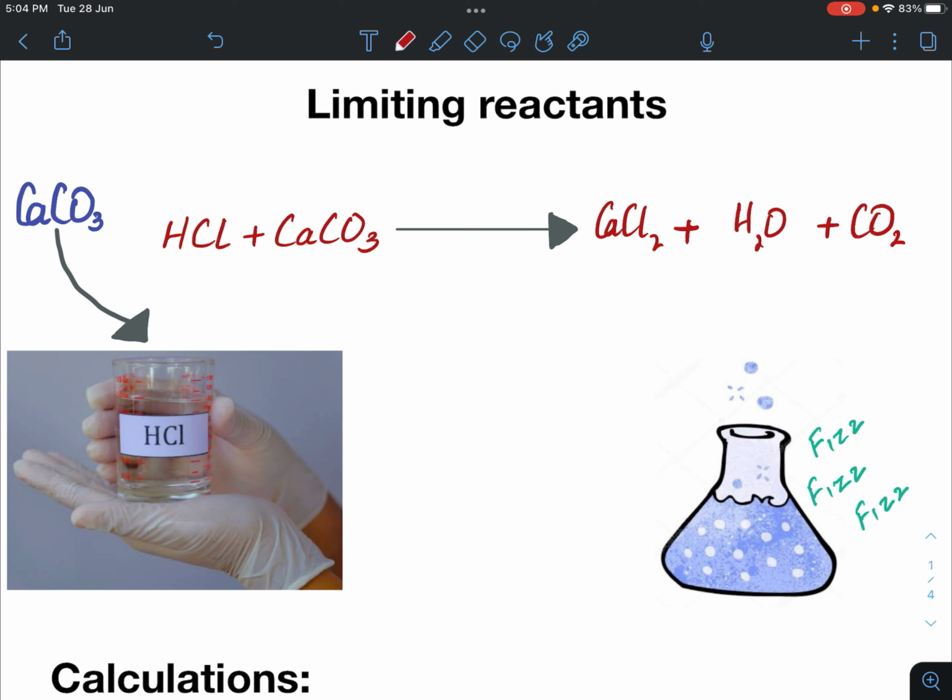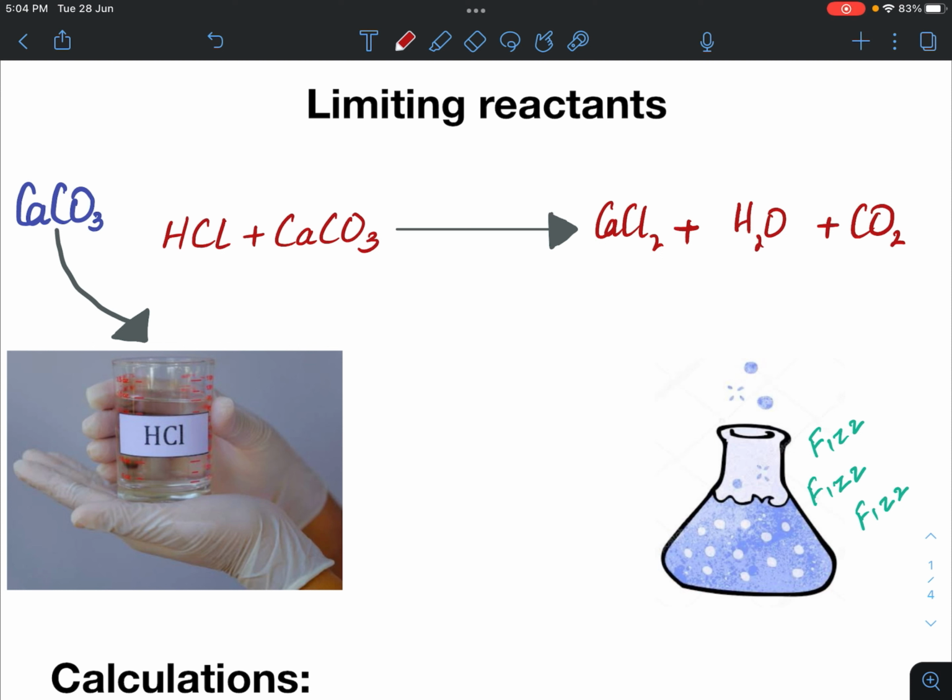Secondly, calcium carbonate has disappeared, which means that it is a limiting reactant because it has limited how much product can be produced. On the other hand, there is still loads of HCl left. So we can say HCl is in excess.